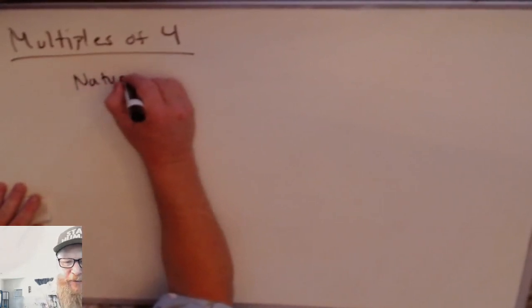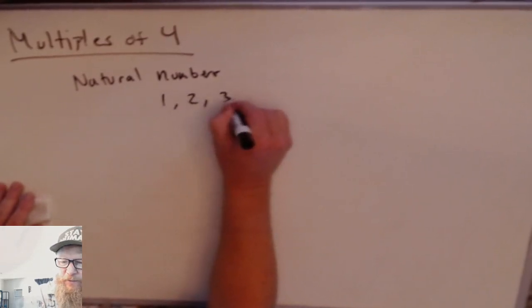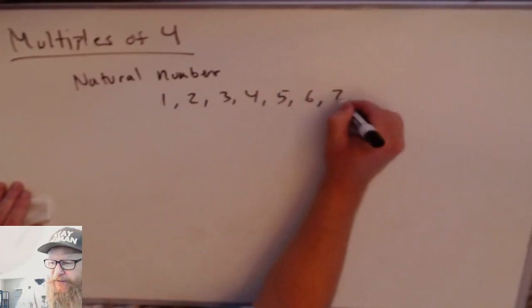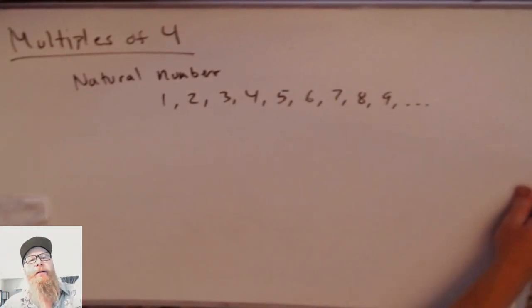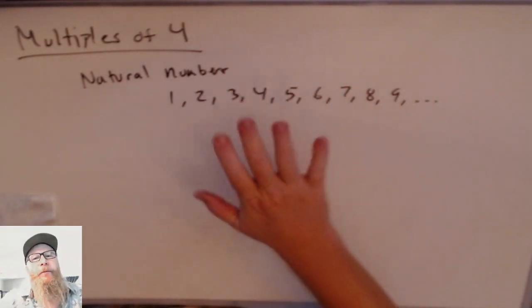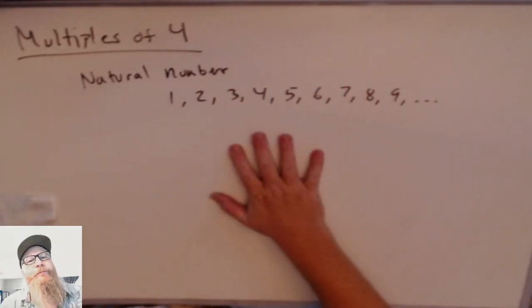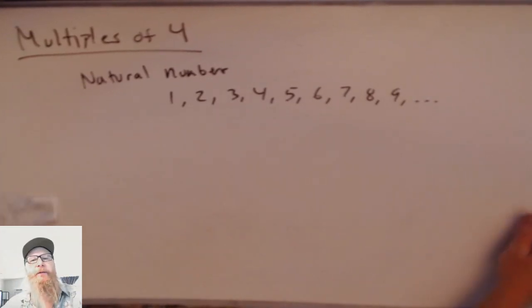Natural numbers. 1, 2, 3, 4, 5, 6, 7, 8, 9, etc., etc. It's not that bad, is it? It's pretty bad, yeah.